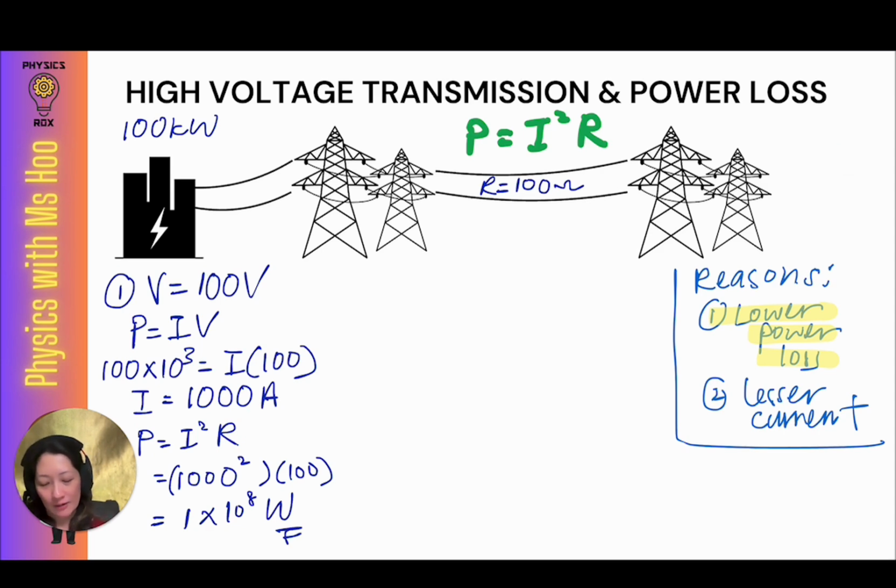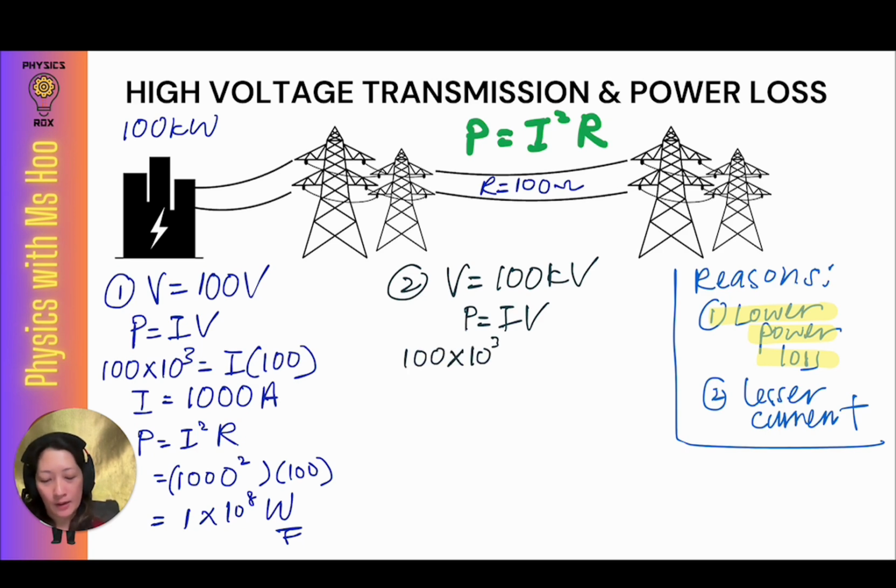Now let's take a look at the numbers when it comes to high voltage. So let's say we set the voltage at 100 kilovolts, very high number. So the process of determining the power loss is again the same thing. First of all, you need to calculate the current that's flowing through the cables. So we'll use P equals IV. So we've got 100 kilowatts, so that's 100 times 10 power of 3, unknown current, and V is 100 kilovolts, 100 times 10 power of 3. So calculating this, you should get current of 1 ampere.